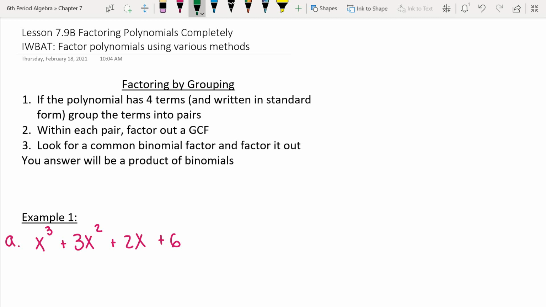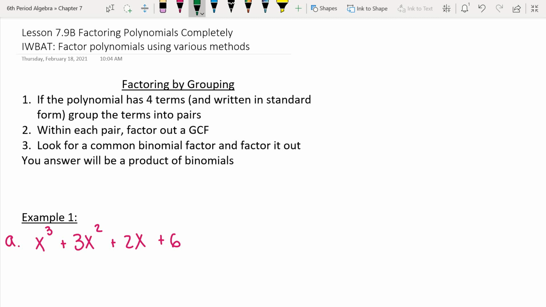The last strategy that we're going to learn when it comes to factoring is factoring by grouping. Now I put 3 steps here for you to write down, so you'll probably want to pause the video to get that written down and then unpause once you're ready to move on.